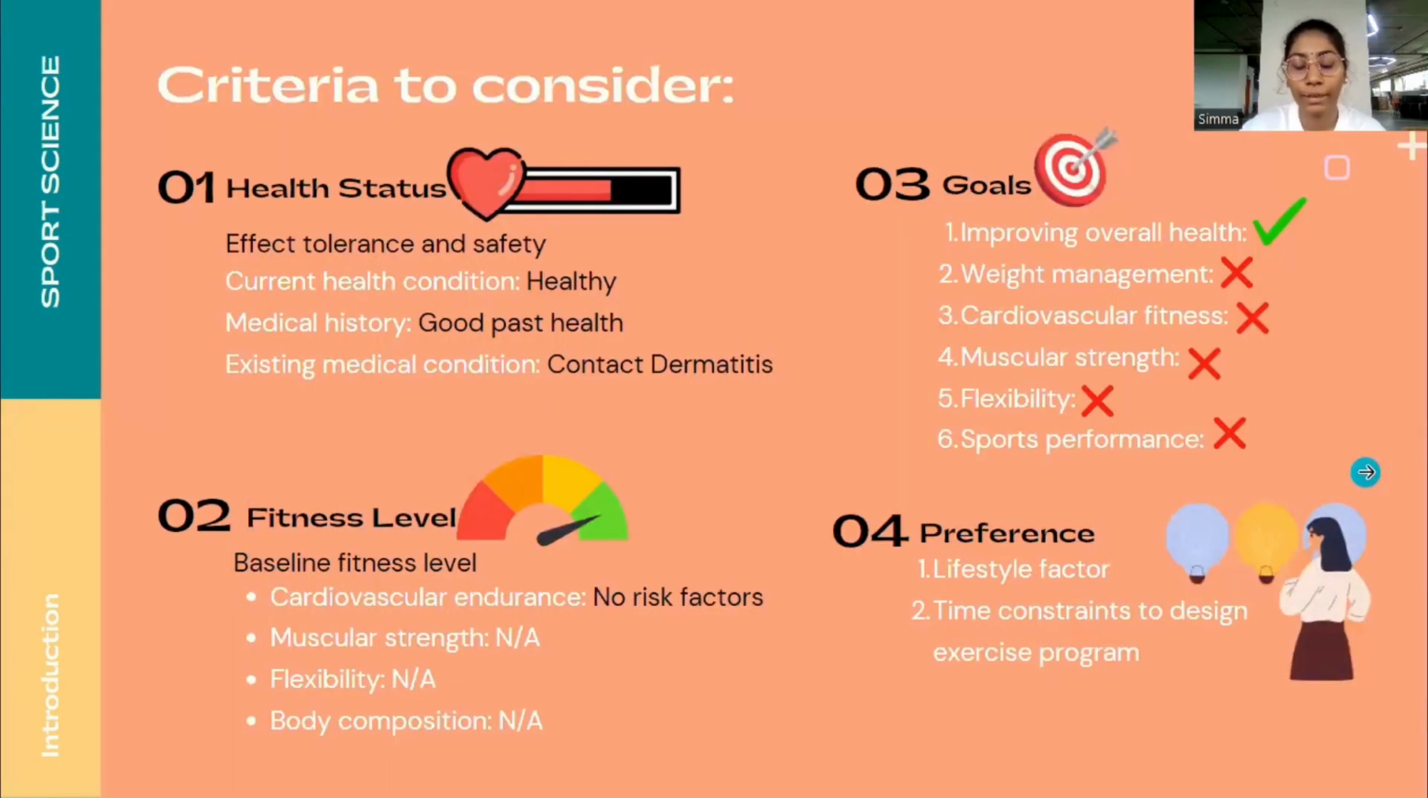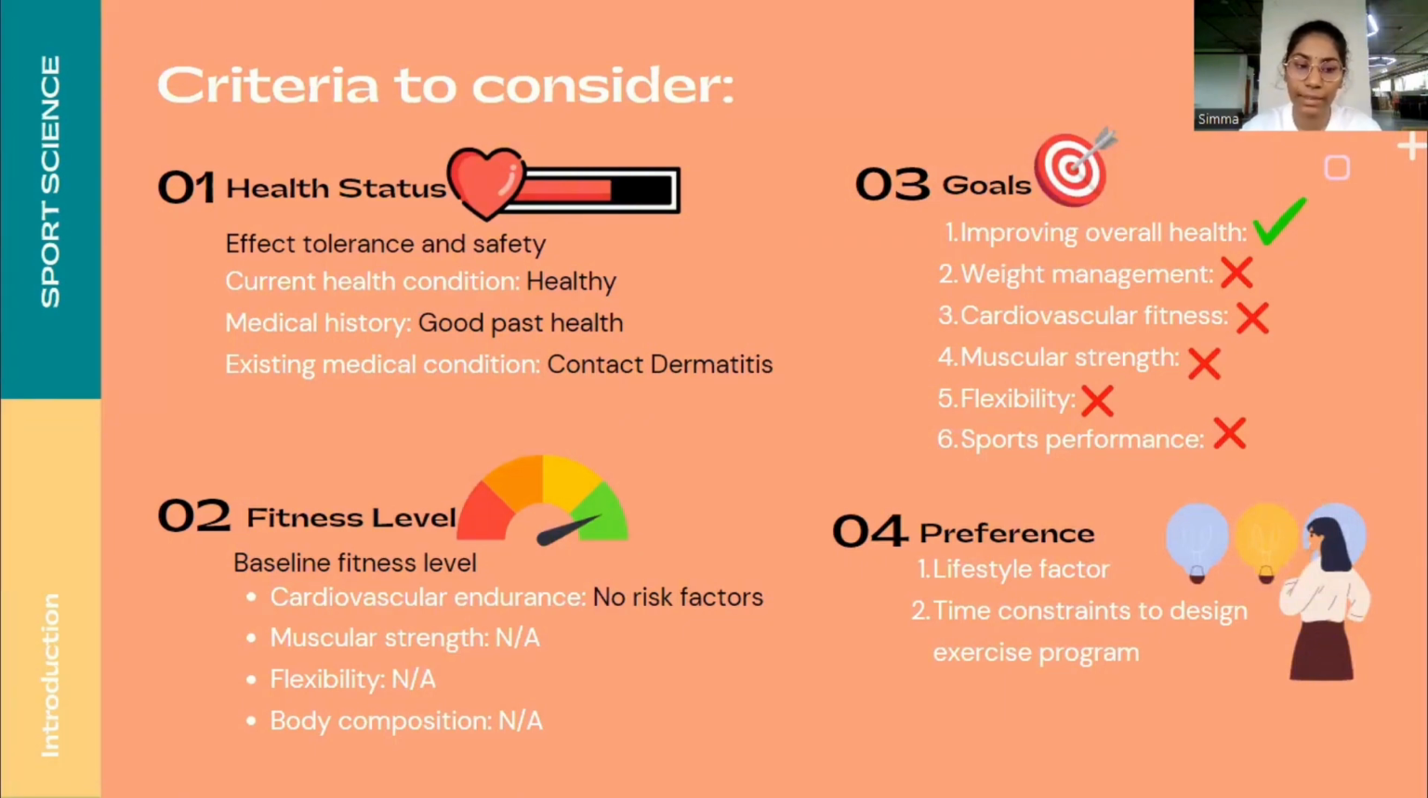So what are the criteria that we have to look into when we are prescribing the FITT principle in the exercise program? First is the client's health status, which has an effect on the tolerance and safety of the client. Things under health status are the current health condition, which in our case, Miss Chan is healthy, and Miss Chan's medical history, where she has good past health, and also existing medical conditions. In our case, Miss Chan has contact dermatitis.